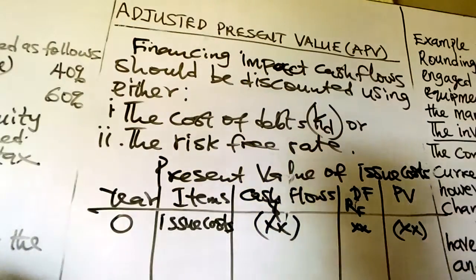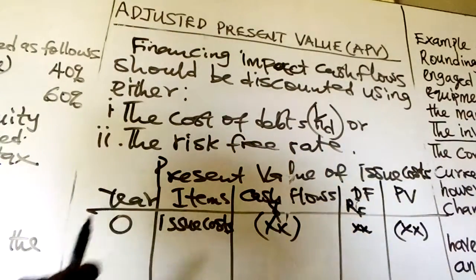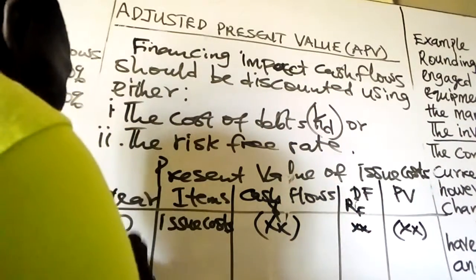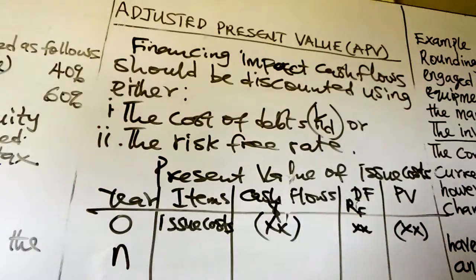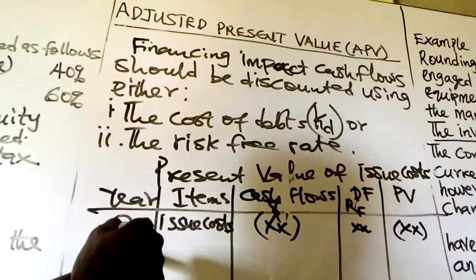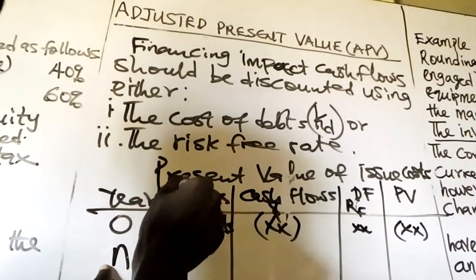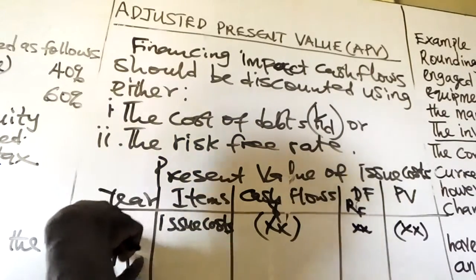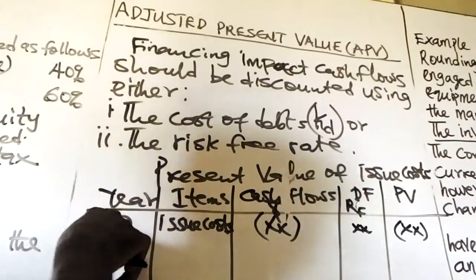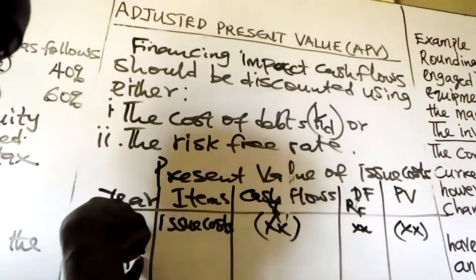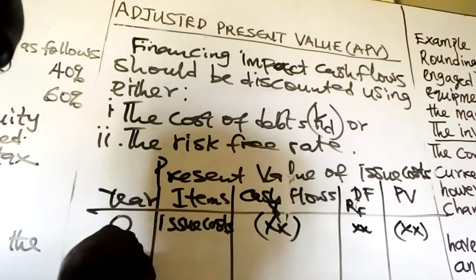Then, I've told you that debt issue costs are tax deductible. You should try to watch the timing of the cash flows. If taxes are payable in the same year they arise, then the tax relating to the debt issue cost will be treated in year zero, since this issue cost relates to year zero.